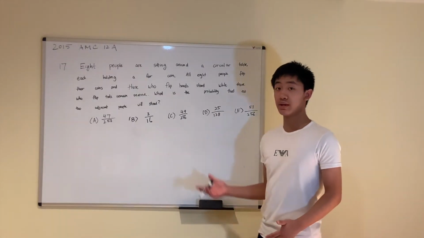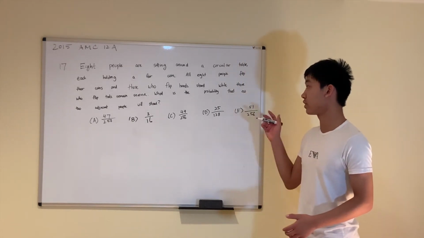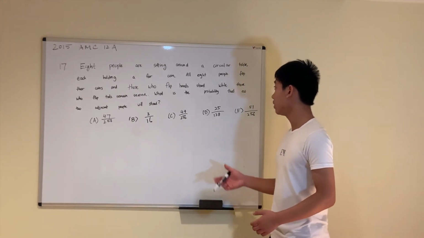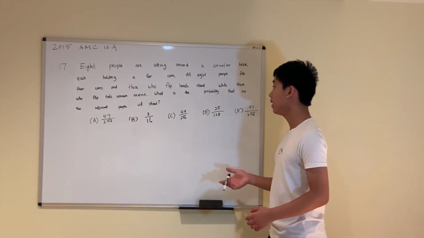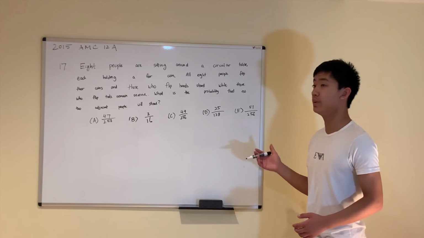Alright, so this is question number 17. It reads, 8 people are sitting around a circular table, each holding a fair coin. All 8 people flip their coins, and those who flip heads stand, while those who flip tails remain seated. What is the probability that no 2 adjacent people will stand?